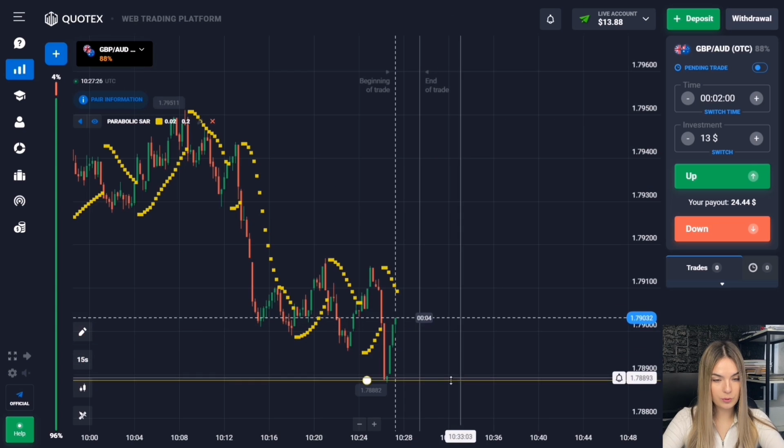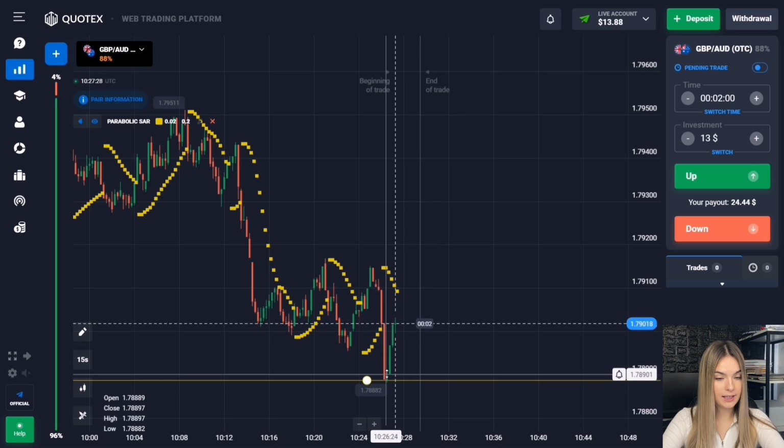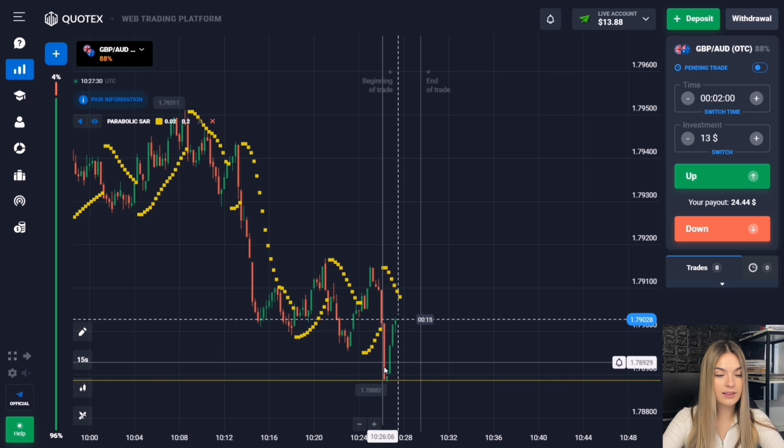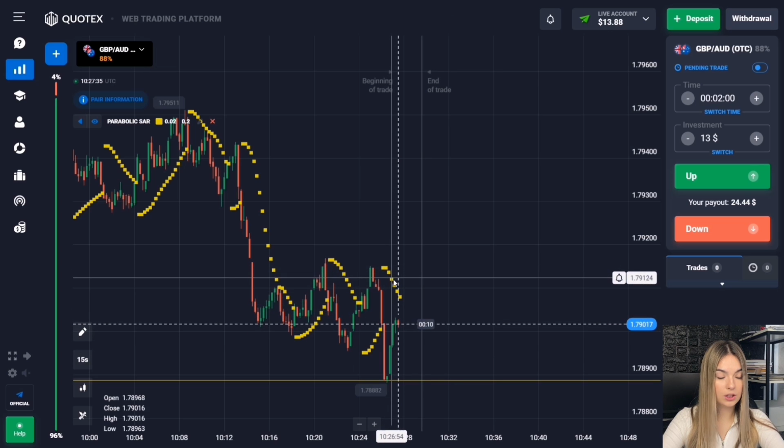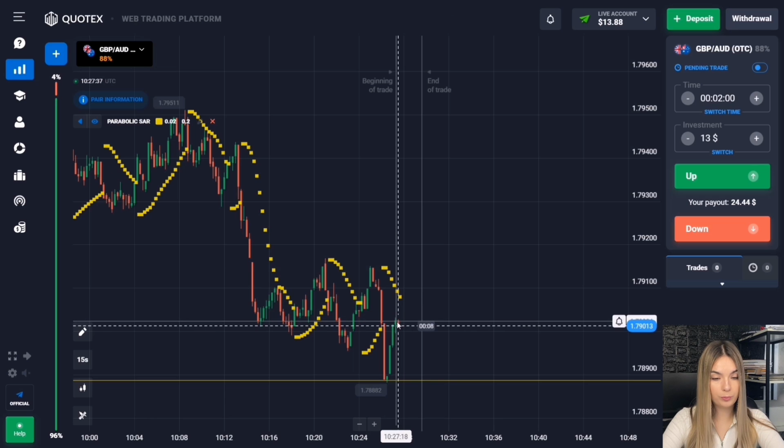Here we see the level of support. We also see that there was a good confident downward movement here. The price touched this level and there was a logical pullback up. Also, our indicator tells us that the price will fall in the near future. I suggest opening a deal here for 2 minutes to decrease.